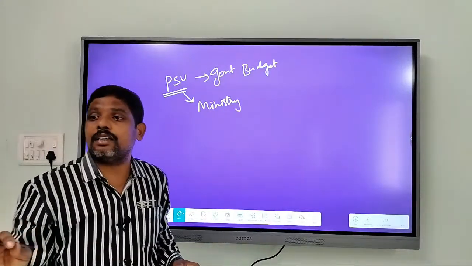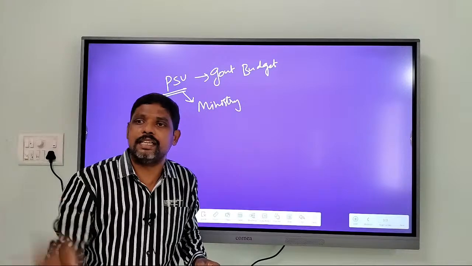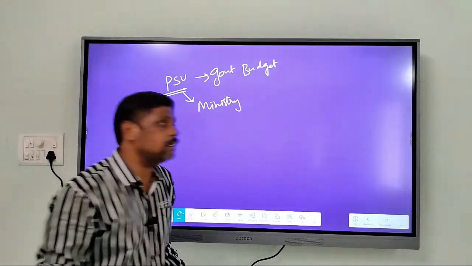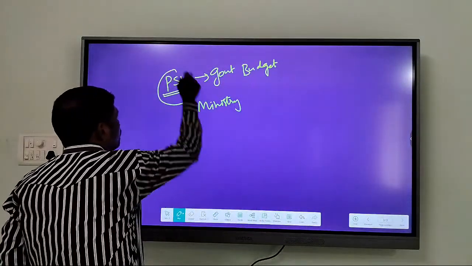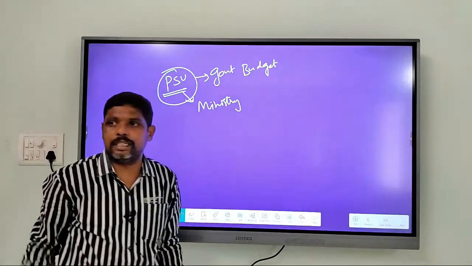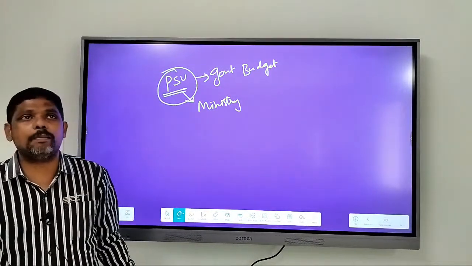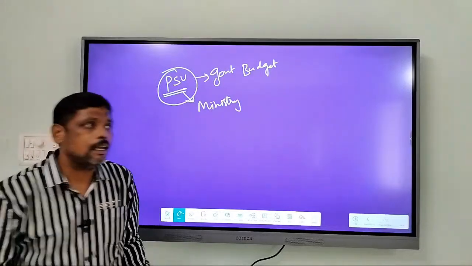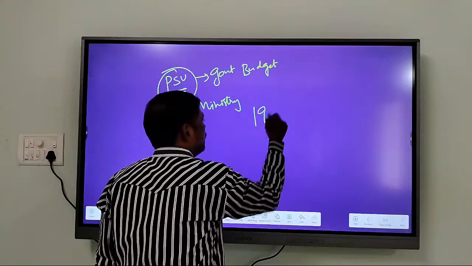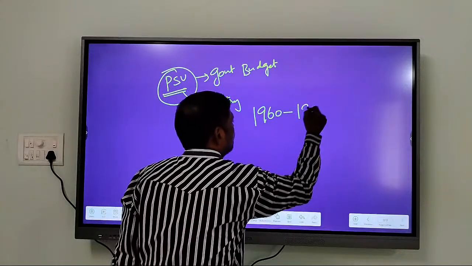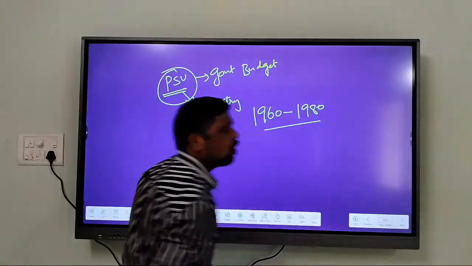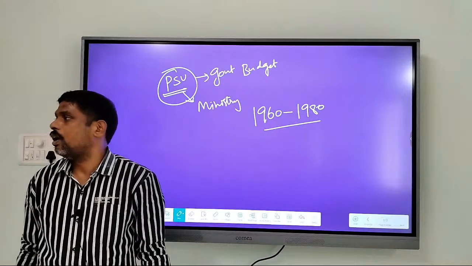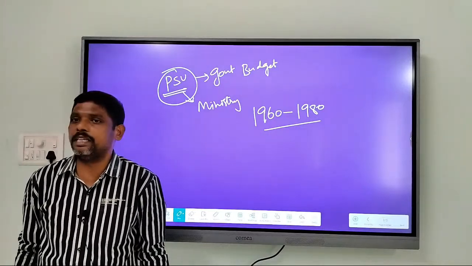And for optionals like public administration, PSUs is a separate chapter. Initially these PSUs were established under government control. And almost from the 1960s to the 1980s, the government went on funding these public sector units. The government has given budgets. All the required budgets are given to these PSUs.